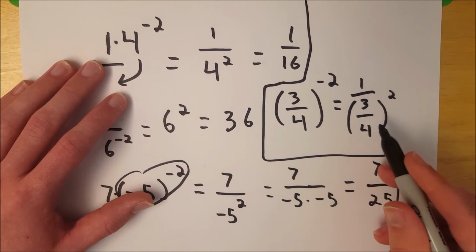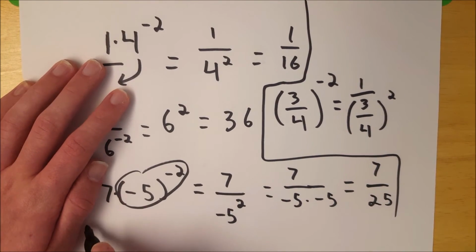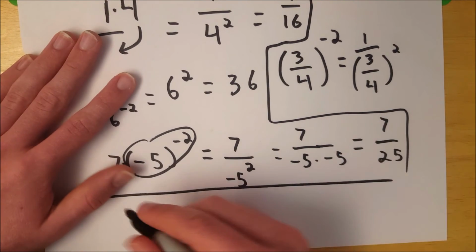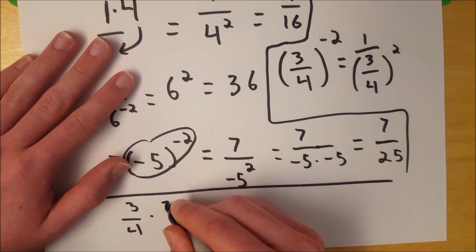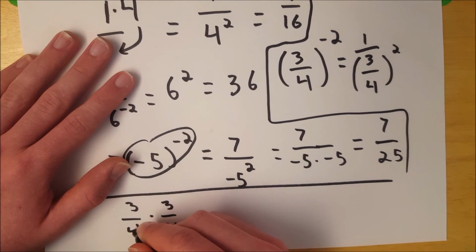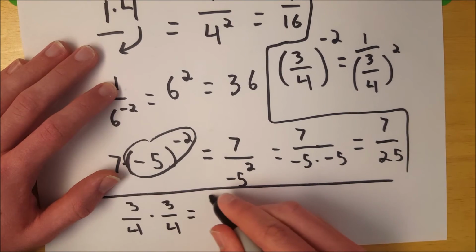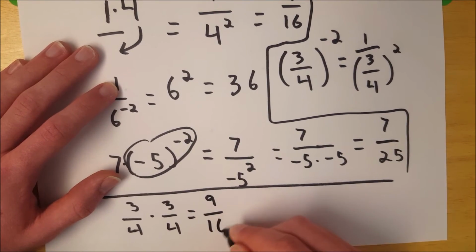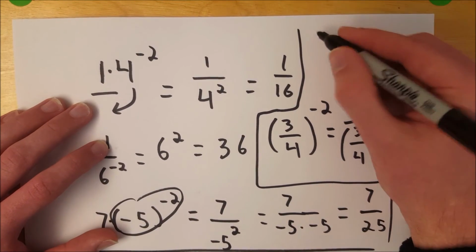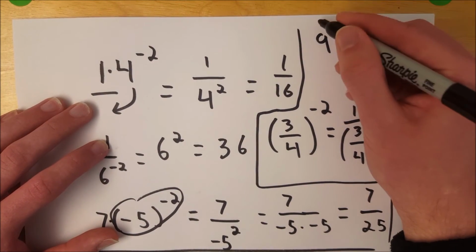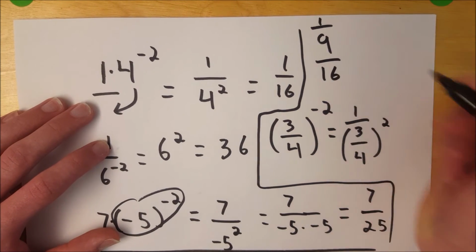And then when you square 3 over 4, that's 3 over 4 multiplied by 3 over 4. I'll write it down here. You can see down here. That is what this is right here. And that's going to be equal to 9/16. So if we simplify this up here, it actually becomes 1 over 9/16.